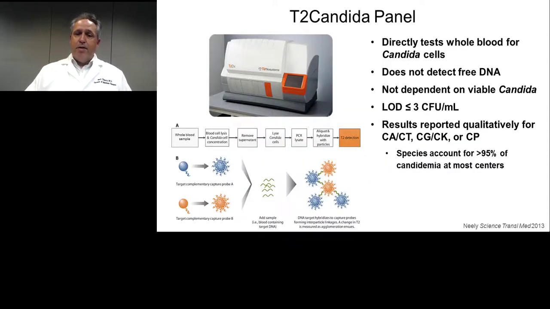So the T2Candida panel has limits of detection for what we call the big 5 Candida species at 3 CFUs per ml or less, depending on species. And this will give results reported in one of 3 ways: as positive for Candida albicans or Candida tropicalis, Candida glabrata or Candida krusei, or positive for Candida parapsilosis. And these pathogens account for 95% or more of invasive candidiasis at most centers. And they also have particular susceptibility patterns that can allow you then to make rational antifungal choices based on what the anticipated susceptibility of the different species would be.